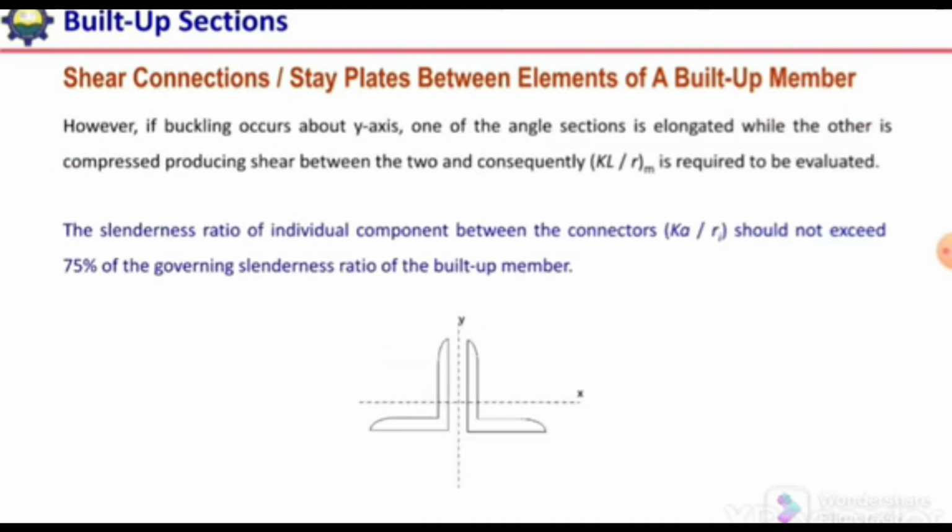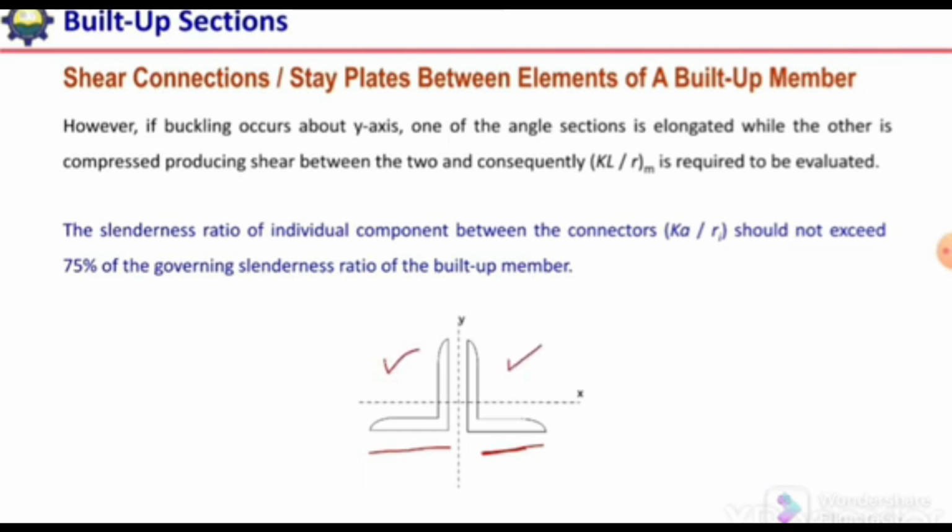But if it bends about this y-axis, one member will be in compression and the other member will be in tension. In that case, there will be relative deformation between these two components. So for that, we need to consider the modified slenderness ratio, when there is relative deformation between these two elements of the built-up section. One will be in compression and the other in tension.